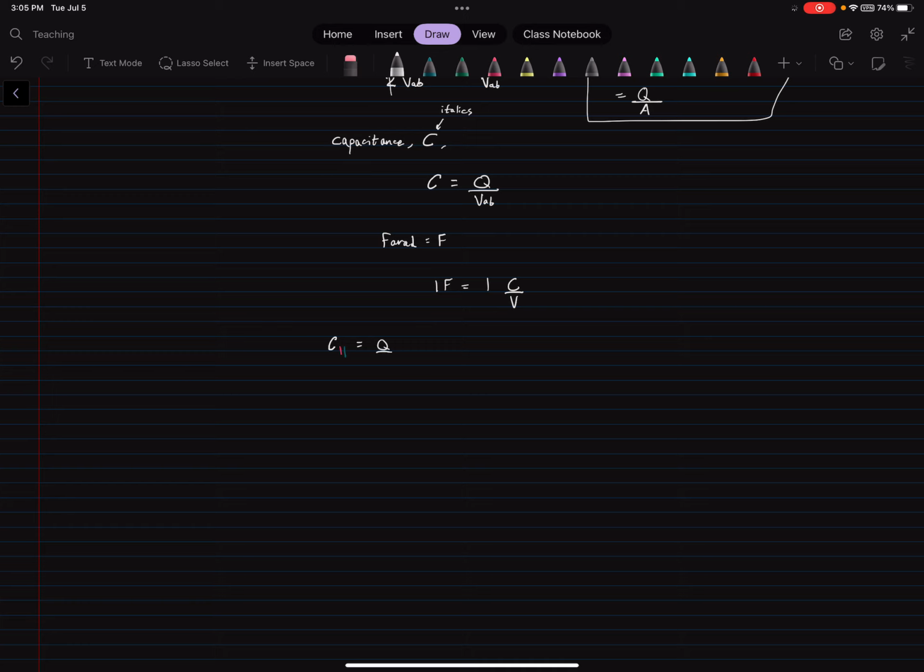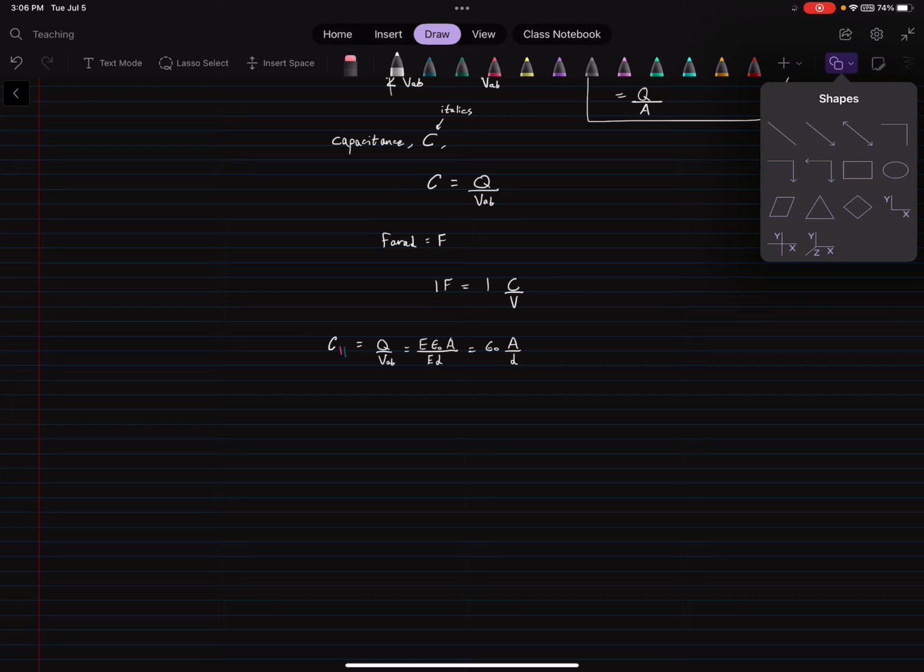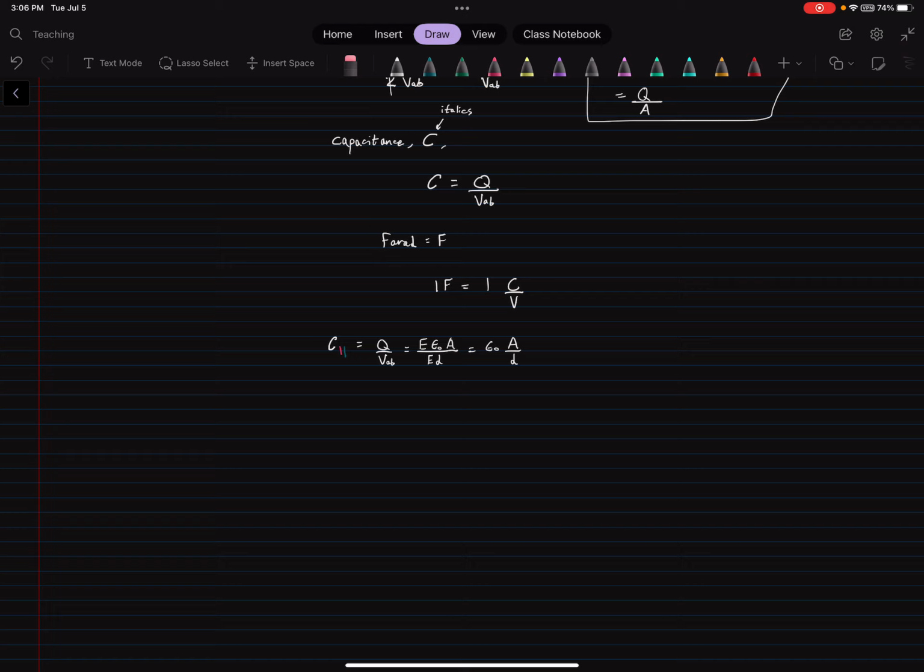would be equal to, of course, Q over V_AB, but what are those things? That's equal to E epsilon naught A over E D, which is equal to epsilon naught A over D. All right, so that might be worth boxing in, because parallel plate capacitors are a pretty common test bed for learning this stuff anyway.